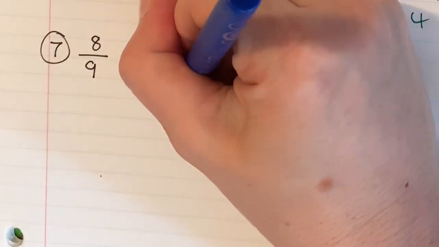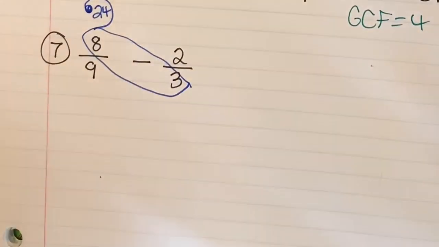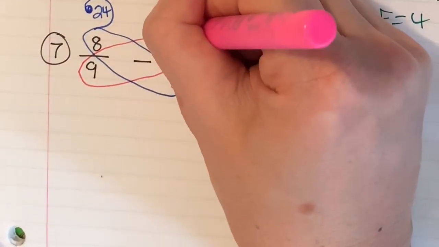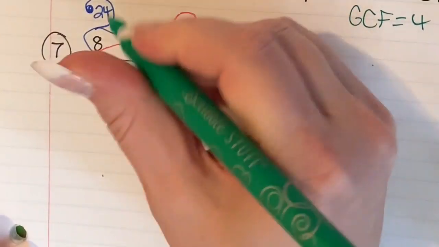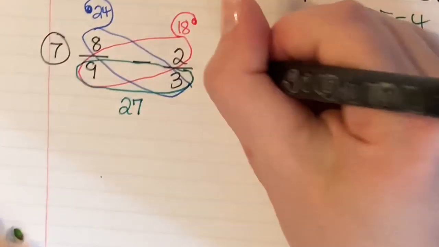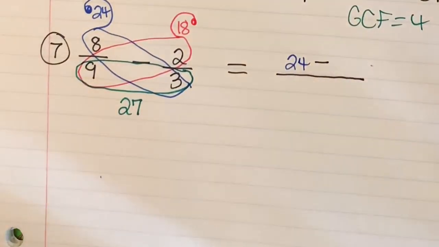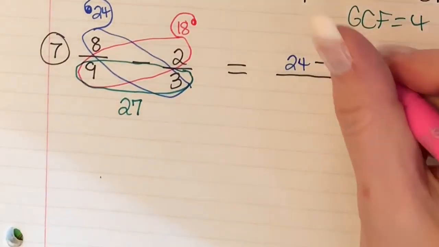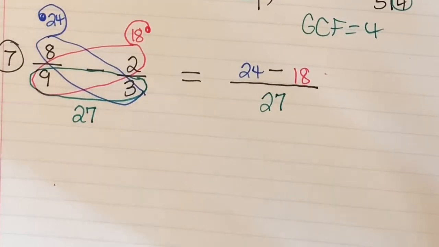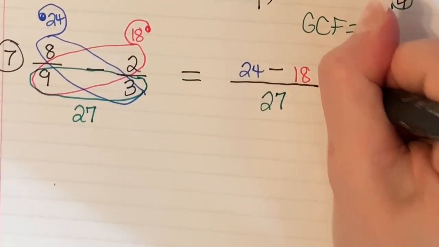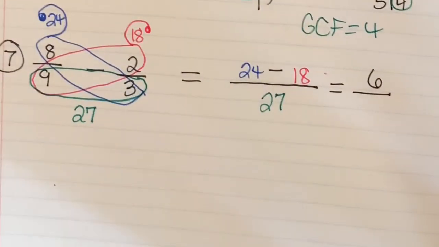We're going to multiply this times this, which gives me 24. And that times that, 18. We're going to multiply this times this, which is 27. I almost like subtraction problems better because more than likely you don't have to simplify. Okay, so now all I have to do is figure out 24 minus 18, and that is 6 over 27.